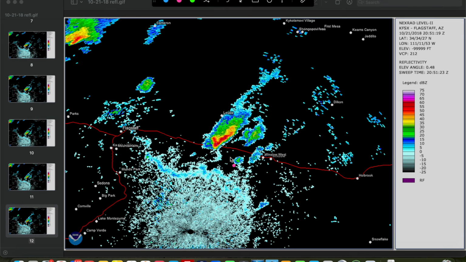When that Mogollon Rim convergence zone fires up, definitely keep an eye on that northern Arizona target, especially when the ingredients for thunderstorms are in place.